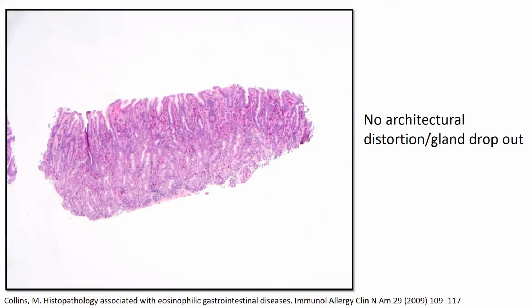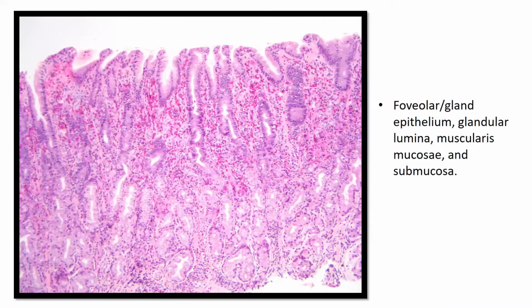Biopsies show no architectural distortion and no glandular dropout in cases of eosinophilic gastritis. And they tend to look red on low power to the point where you're not sure whether you have a lot of red blood cells in the lamina propria or are they really eosinophils. And it's only when you look at the biopsy a little bit more closely that you see foveolar glandular infiltrate by a bunch of eosinophils.